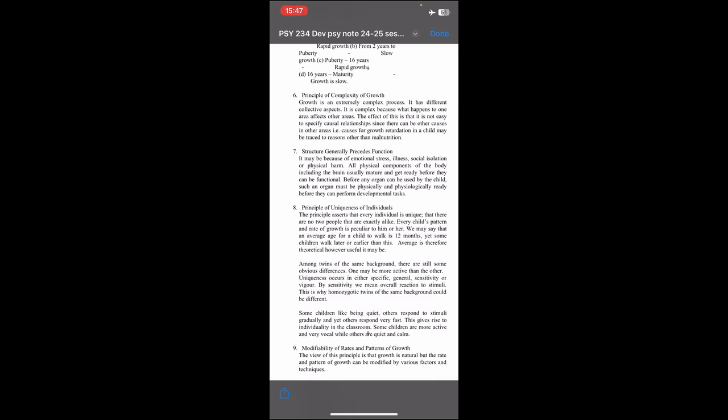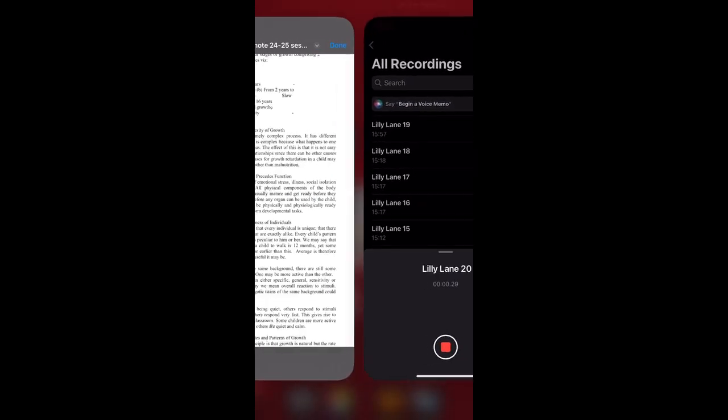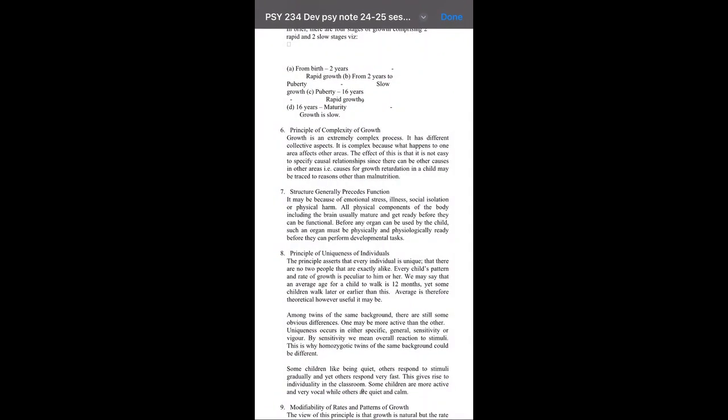The effect of this is that it's not easy to specify causal relationships since there can be other causes in other areas. Causes for growth retardation in a child may be traced to reasons other than malnutrition. Your mom could have been older when she gave birth to you, the chance of Mongolism is higher, or she was drinking. There can be so many reasons. It is complex.